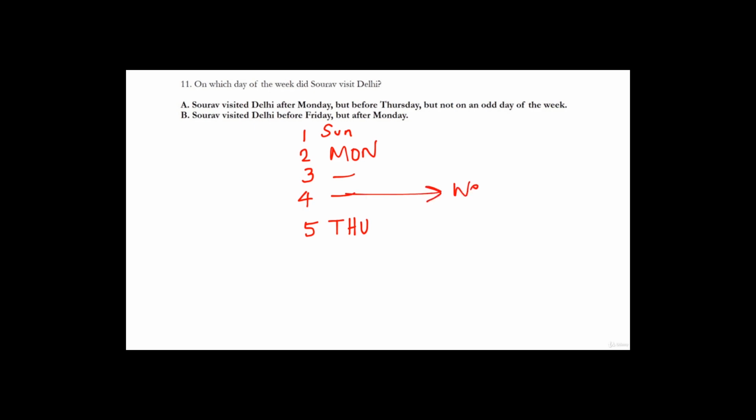So based on statement A, we are getting an answer. Now let us consider only the second statement. Saurav visited Delhi before Friday, but after Monday. In between there are Tuesday, Wednesday and Thursday, so it could be on any one of these days. So we cannot determine on which day he went. So statement B alone doesn't provide any answer. Statement A alone provides the answer, so we have to mark that option.